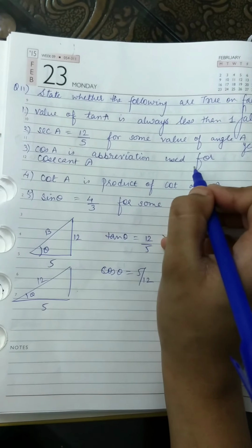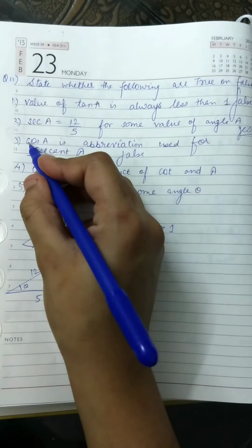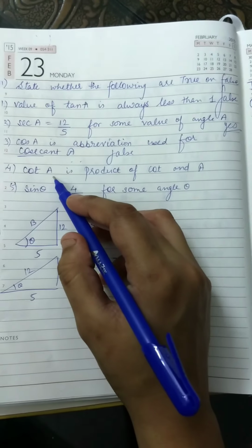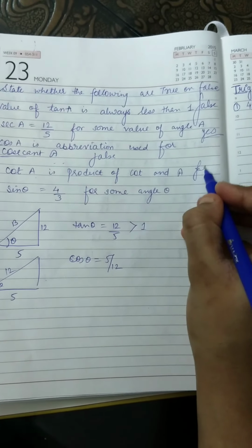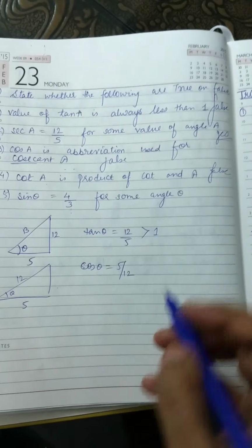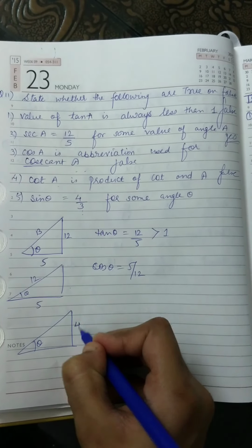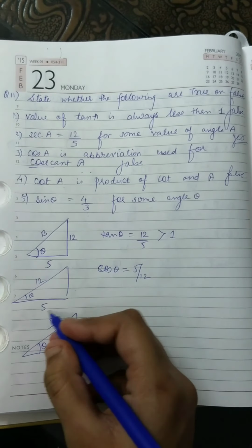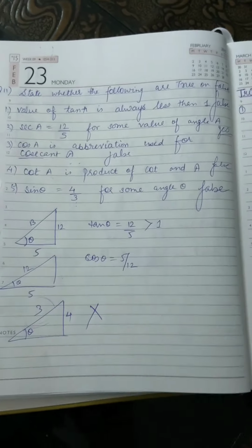Cos A is the abbreviation of cosecant A. False, because it is cosec A. Cot A is the product of cot and A. False. Sin theta is 4 by 3. See, this is theta. Sin theta means 4 upon 3. No, because hypotenuse is always the greatest side. So this is false. Thank you.